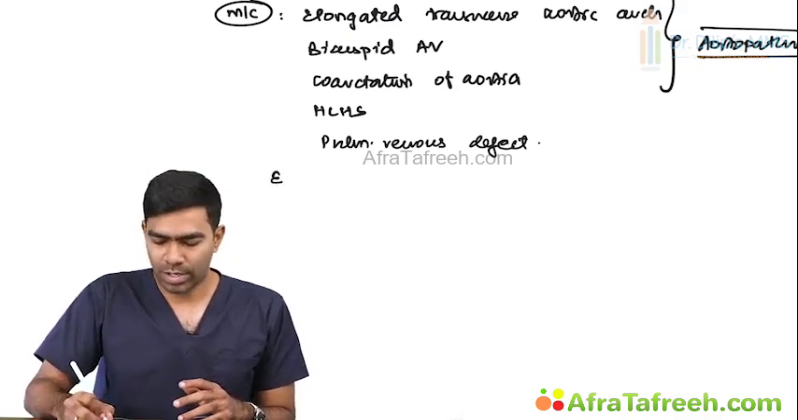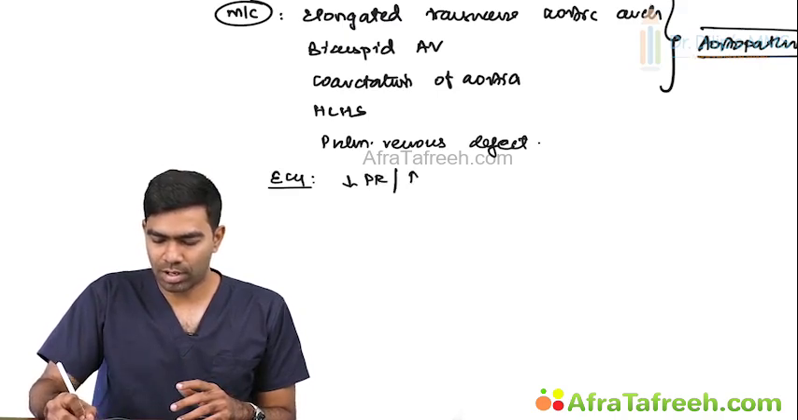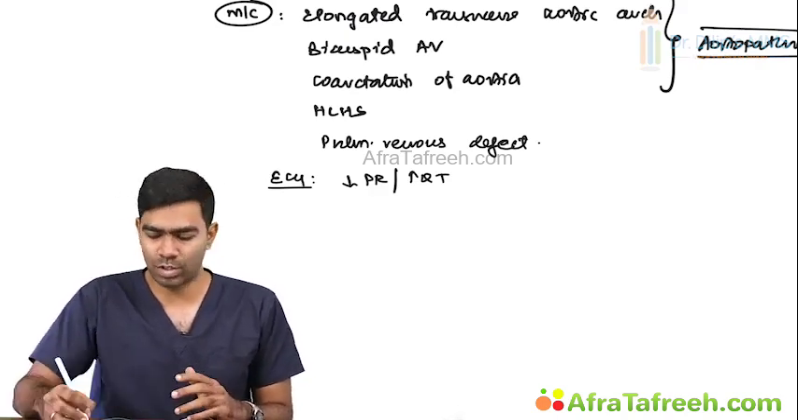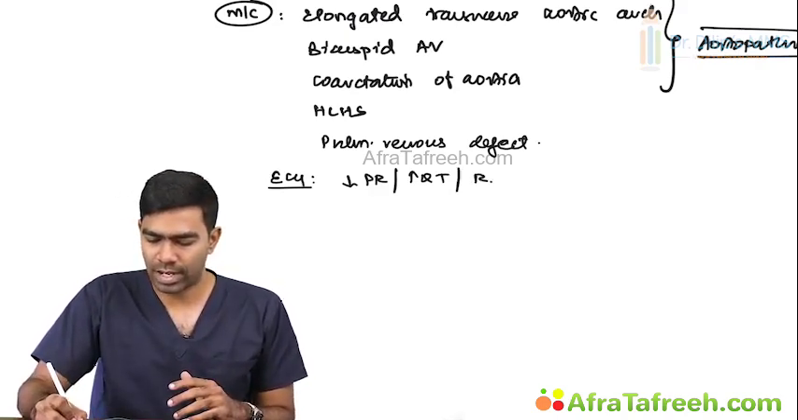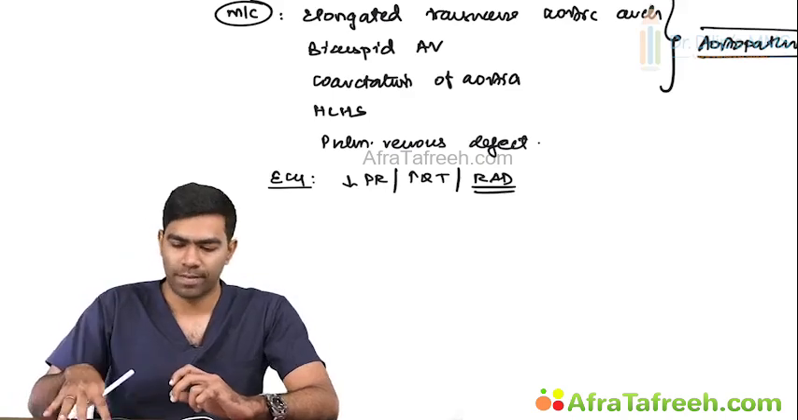ECG wise, these patients tend to have a short PR interval and a relatively long QT, and that's why certain drugs that prolong QT have to be used carefully in these individuals, and they might have a right axis deviation. So these are some of the ECG findings related to Turner syndrome.